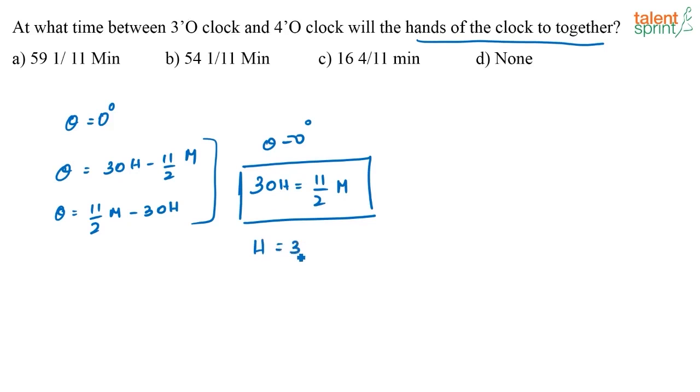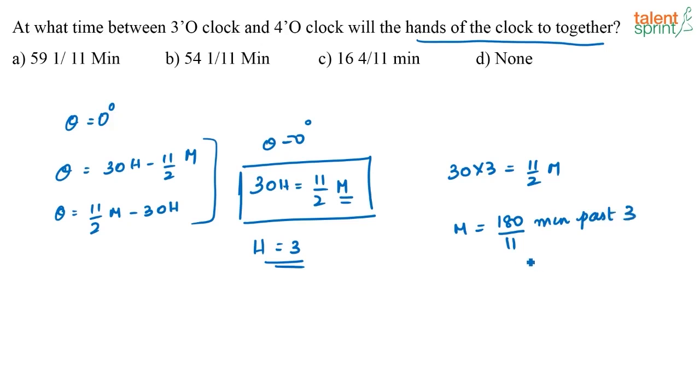So here what is the value of h? H is 3, right? Because they are asking between 3 o'clock and 4 o'clock, when will the hands of the clock be together? So I just have to find out what is the value of m. 30 into 3 is equal to 11 by 2m, or m is equal to 30 into 3 into 2, which is equal to 180 by 11. So the minutes is nothing but 180 by 11 minutes past 3 o'clock.